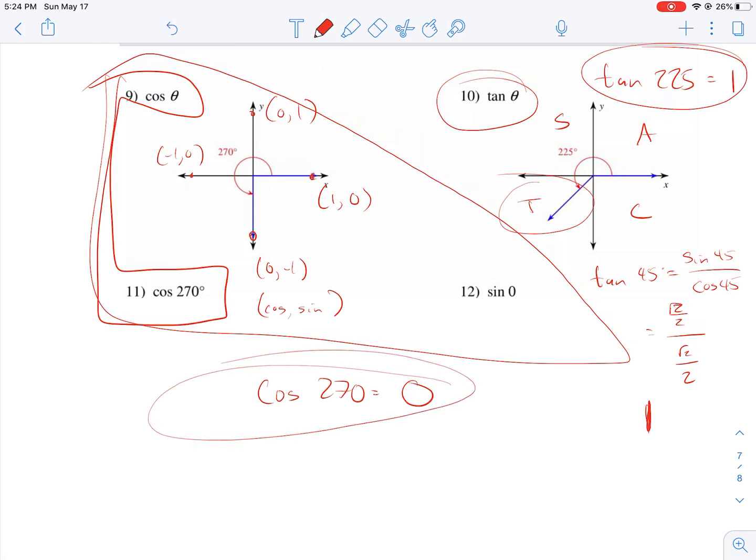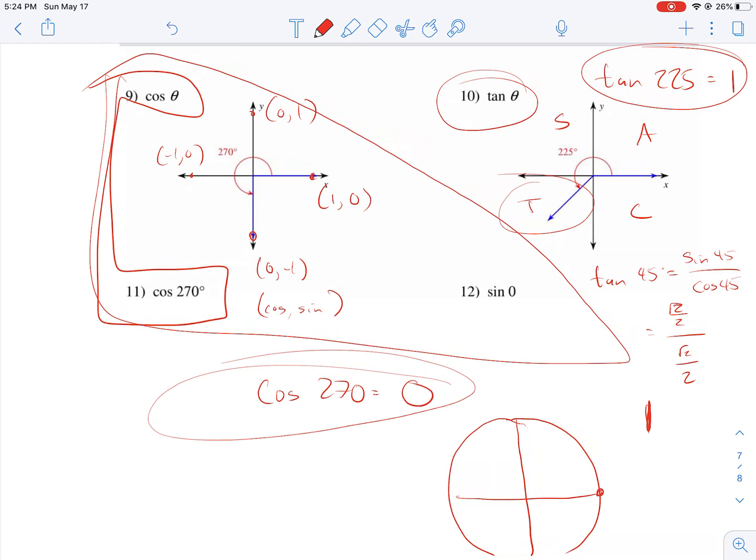Okay? And that's it. So if you look at the sine of 0, well, here's our unit circle. Boy, that was a bad one. Okay, let me retry that. Okay, good enough.